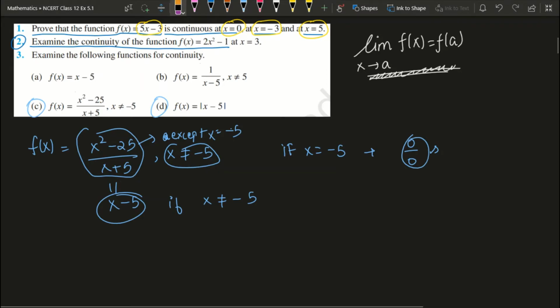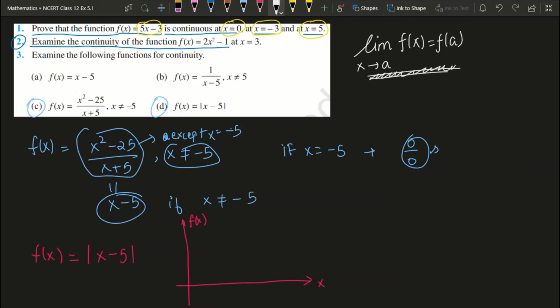Let's try part D. In part D, you have the absolute value of x minus 5. Now, let's try graphing this function. This is the y-axis, this is the f of x axis, this is the x-axis. If you put in x equals 5, the value of y is mod 0, that's 0. If you put in x equals 6, 6 minus 5 is 1. And 4 minus 5 is mod of negative 1, and that's also equal to 1. Mod just removes the negative sign that you have.